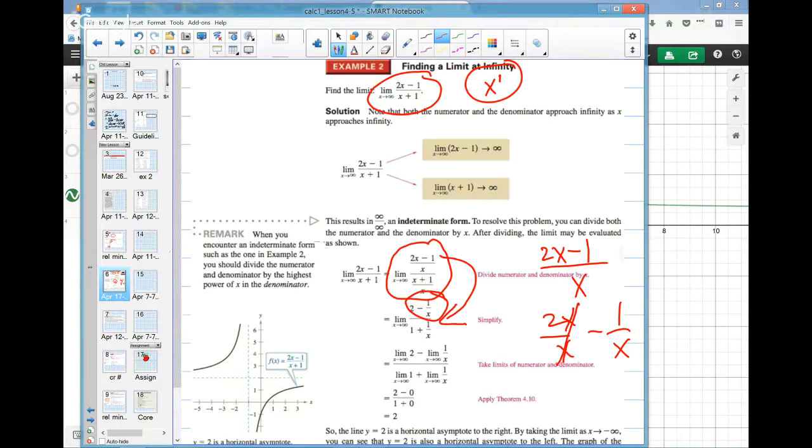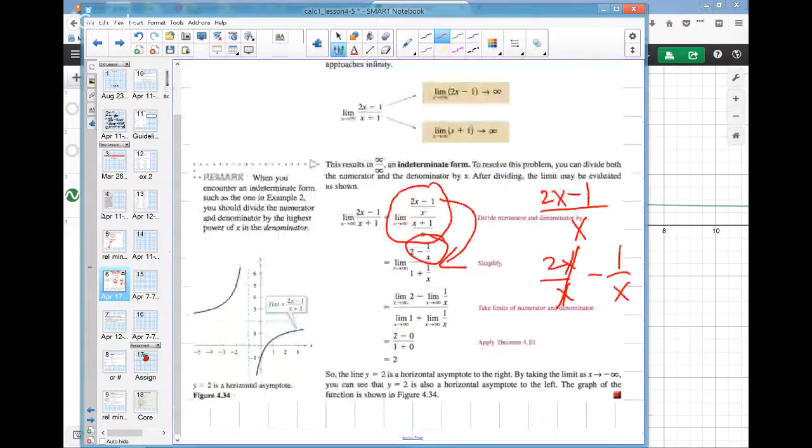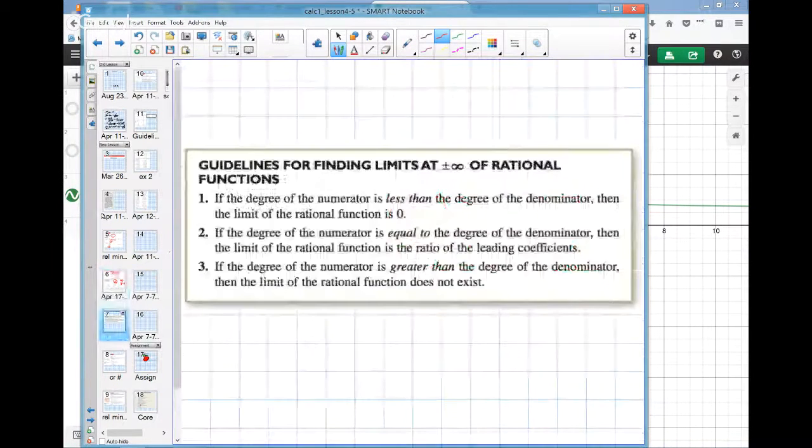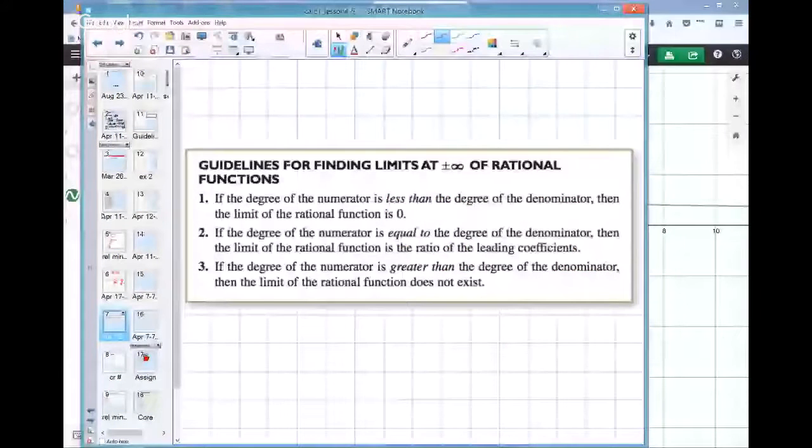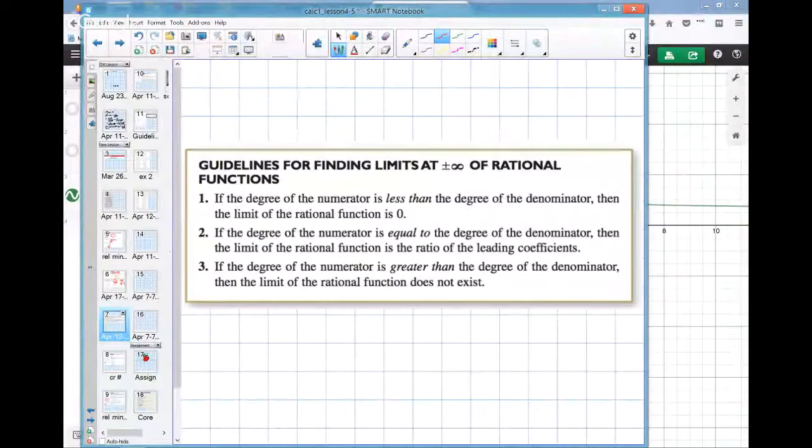The bottom line is there's a cool shortcut, and I'm just going to go right to it. Here are the guidelines for finding limits at plus or minus infinity anytime you have a fractional function, a numerator and a denominator. Number 1: if the degree of the numerator is less than the degree of the denominator, then the bottom is going to grow faster than the top and the limit is going to be 0.